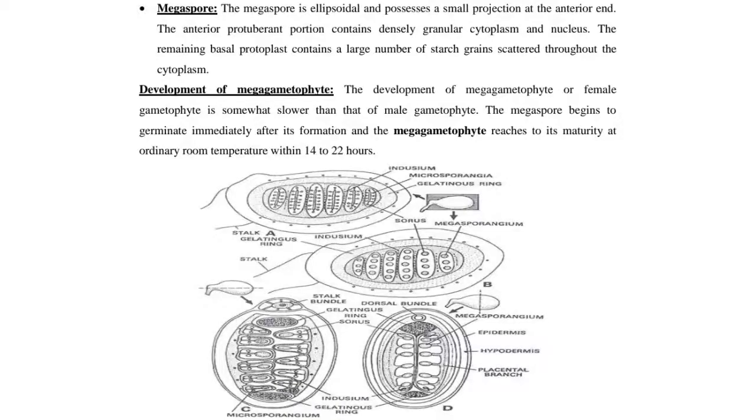Megaspore. The megaspore is ellipsoidal and possesses a small projection at the anterior end. The anterior protuberant portion contains densely granular cytoplasm and nucleus. The remaining basal protoplast contains a large number of starch grains scattered throughout the cytoplasm. Development of megagametophyte. The development of the megagametophyte, or female gametophyte, is somewhat slower than that of the male gametophyte. The megaspore begins to germinate immediately after its formation, and the megagametophyte reaches maturity at ordinary room temperature within 14 to 22 hours.